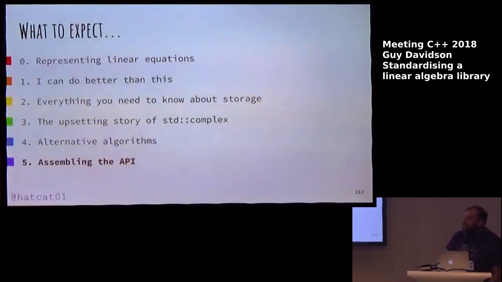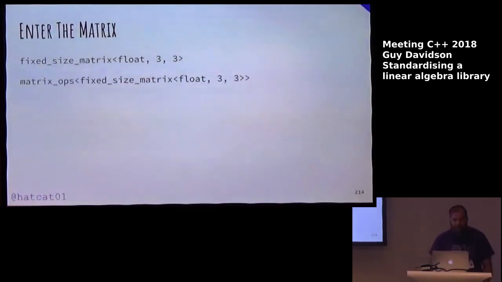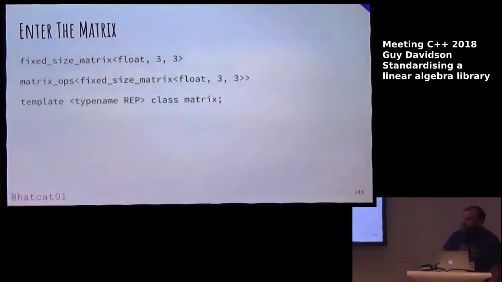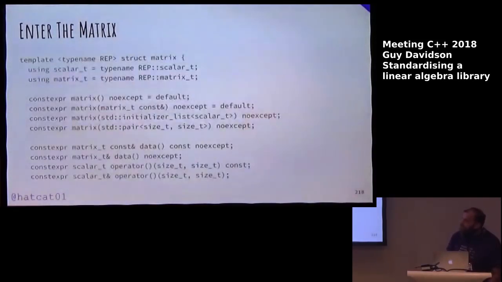So let's put all this together. We have a storage class. We have an operations class. But neither of these are what we want for our users. We want a matrix class, we want a row vector class, and we want a column vector class. So let's look at these classes.